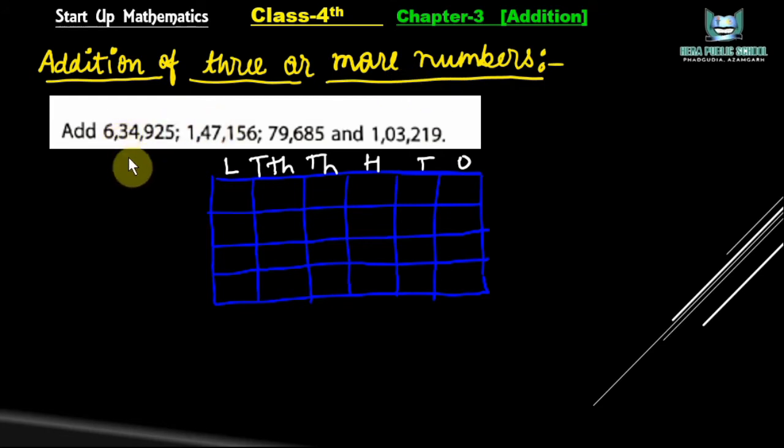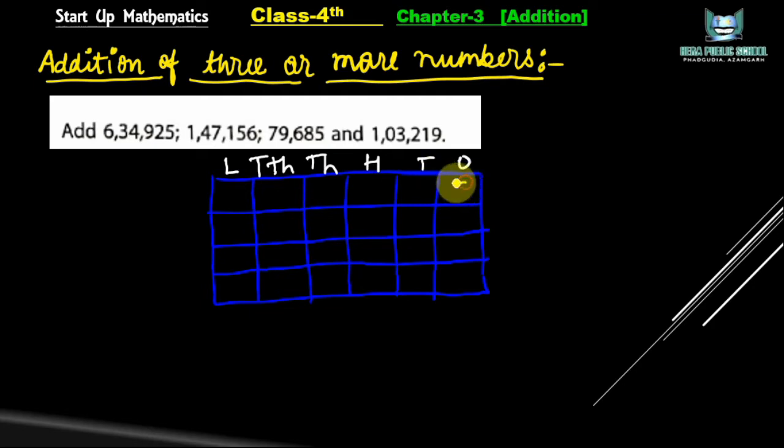So the first question is: add 6,34,925, 1,47,156, 79,685 and 1,03,219. So first we will write the first number, that is 6,34,925. We start writing from the right side, meaning from the ones place to the lakh place.